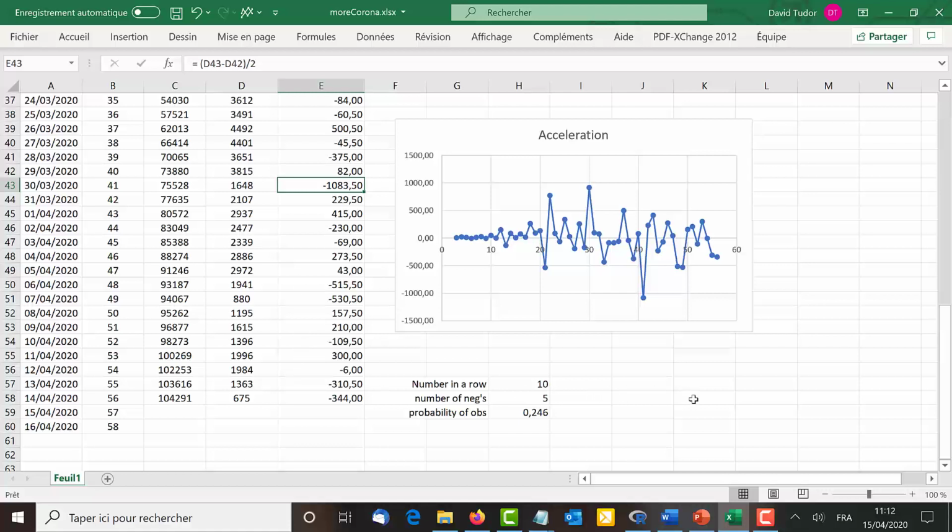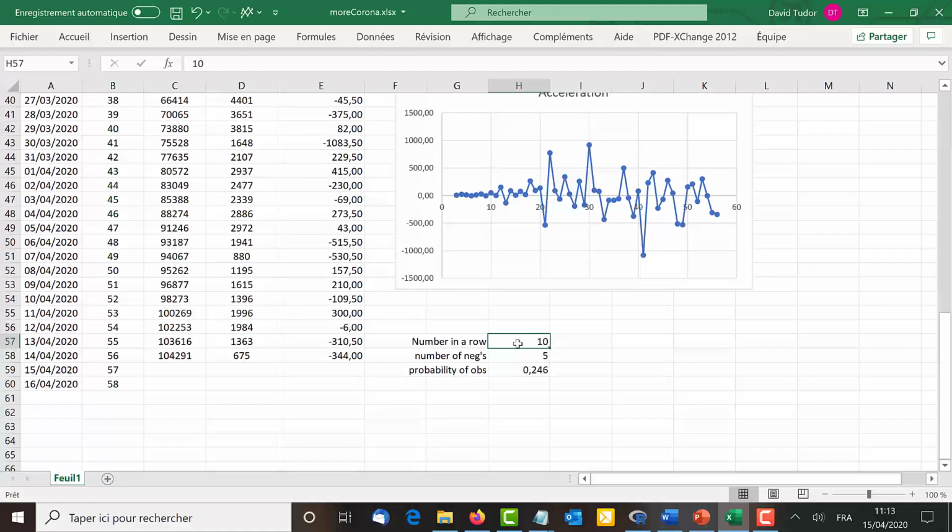Is 9 out of 16 a lot? It's more than half, but is that enough evidence to believe that it's true or not? So we have an Excel sheet. If I look at the number of observations in a row, from the 30th of March down to the 14th of April, that was yesterday, I have a series of observations.